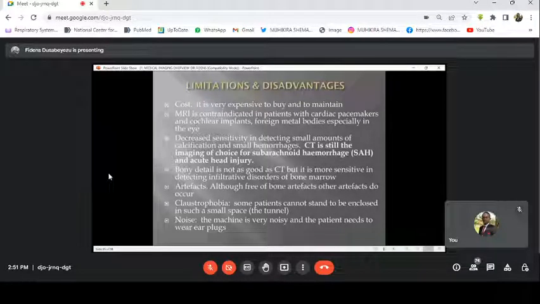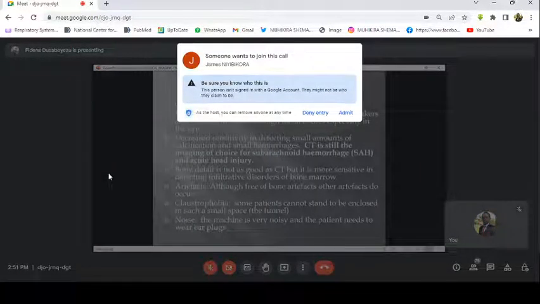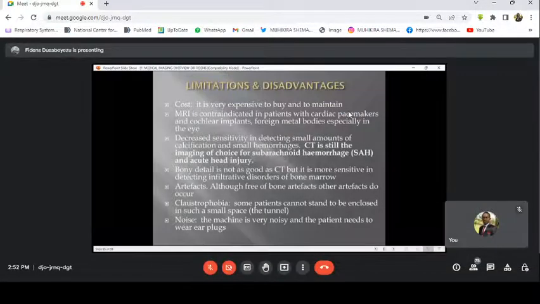Another limitation is bone details. If you are suspecting any bone tumor, not bone marrow, bone tumor or something, it's better use CT scan than MRI. And artifact, even if I said CT has more artifact than MRI, but even MRI has artifacts. So that's a limitation for almost all imaging modalities.